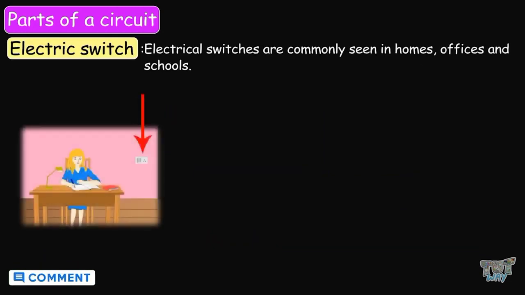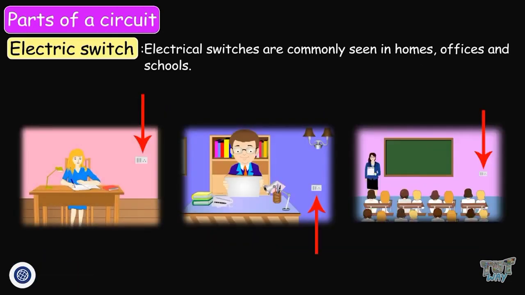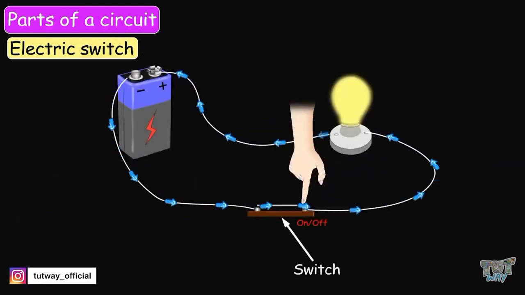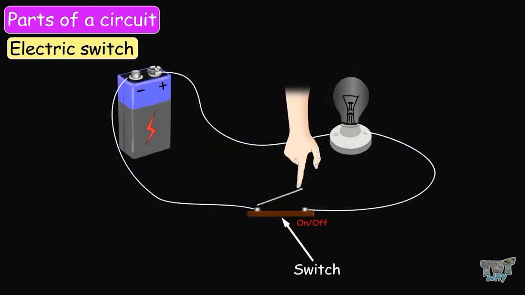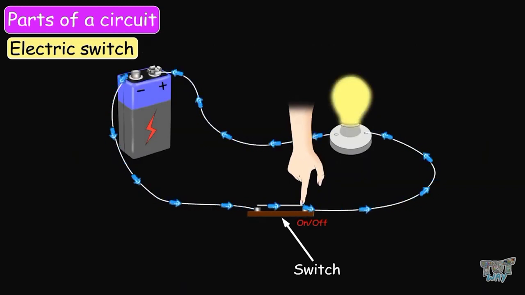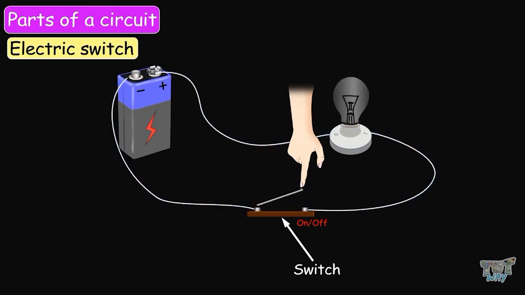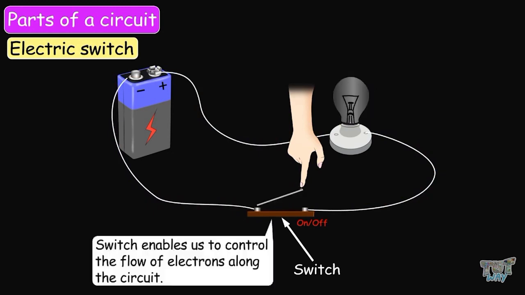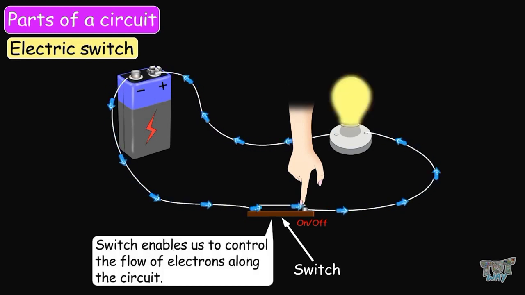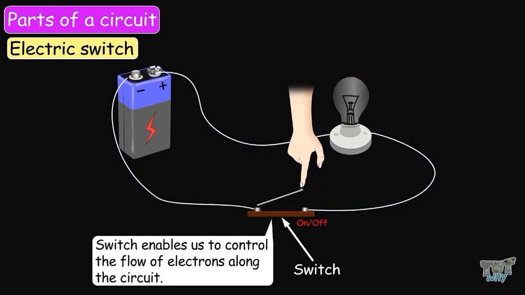Electrical switches are commonly seen in houses, offices, and schools. They are used to turn the lights, fans, and many other electrical appliances on and off. The electric switch opens or closes the circuit. When the switch is turned on, it completes the circuit, and the electric current flows through the electrical circuit. And when the switch is turned off, it breaks a path in the circuit, and the electric current does not flow through it. So the switch enables us to control the flow of electrons along the circuit. We can start or stop the flow of electrons in the circuit using a switch.